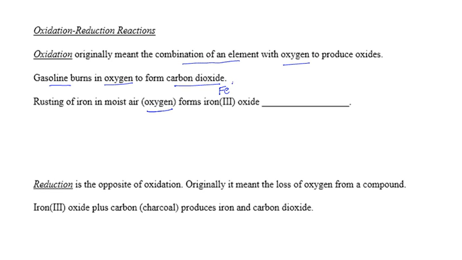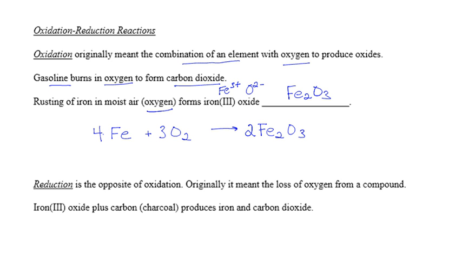Fe 3 plus, oxygen minus 2, number common to both is 6, so Fe2O3. So in oxidation, iron reacts with oxygen to form iron 3 oxide. A quick balancing: 3 in front of this oxygen, a 2 in front of this, and then a 4 in front of iron.